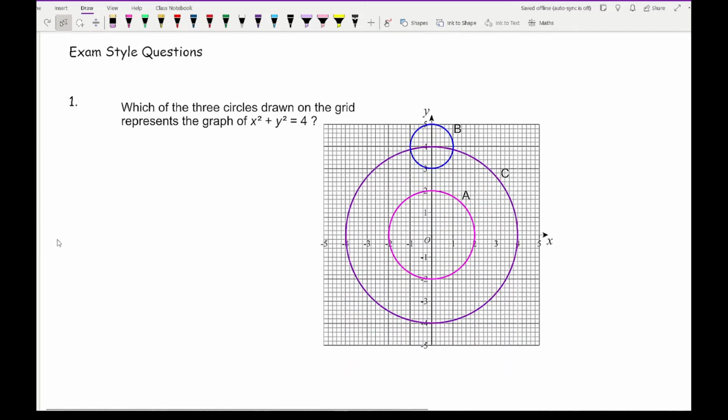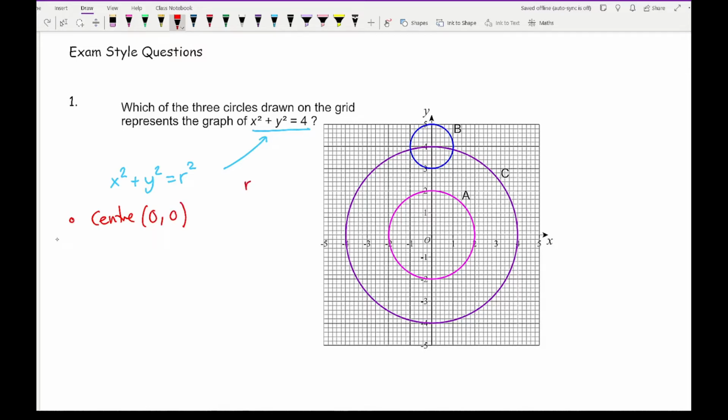So let's now have a look at some example questions. So here, hopefully this will then make sense. So in this particular question 1, it says which of the three circles drawn on the grid represents the graph x squared plus y squared equals 4. So looking at this, what we then need to do is we've got x squared plus y squared equals r squared. Now from this we can see that because we're not adding or subtracting anything to the x or the y in this equation, it means that the center is 0, 0. So that there is a fact.